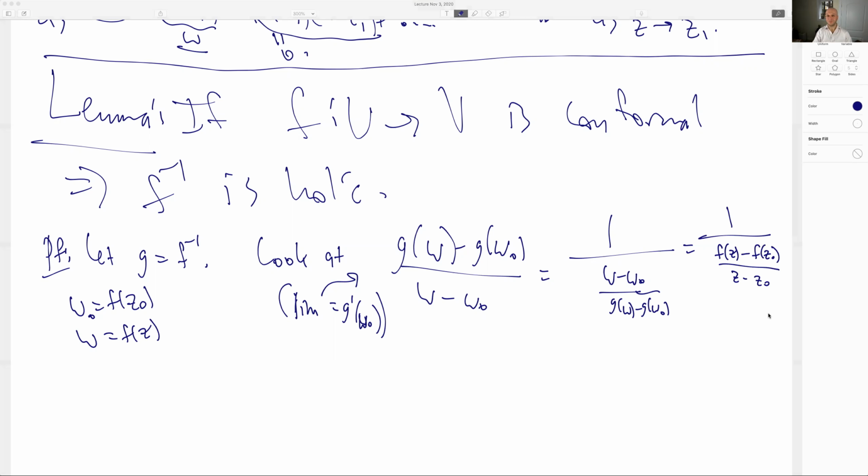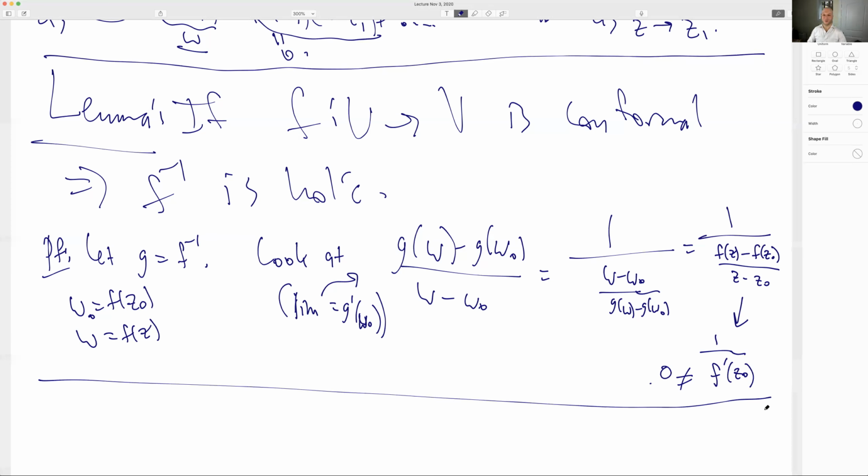Does everybody see that? And what does this converge to? As Z goes to Z0, in other words, as W goes to W0, that converges to 1 over f prime of Z0, which is only okay as long as f prime is not 0. f prime doesn't vanish. Perfect. And we know from the previous lemma that f prime doesn't vanish. So it's the non-vanishing of this derivative that tells you that the inverse function is differentiable.